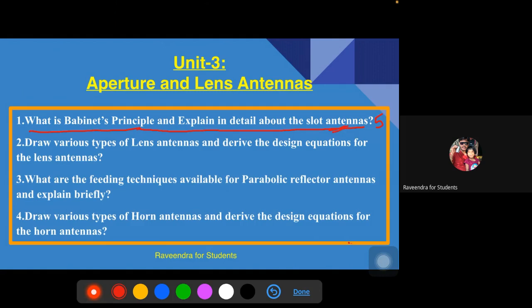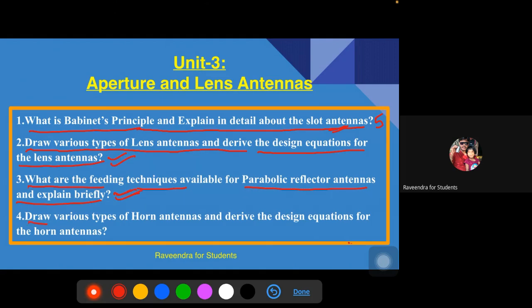And second one, draw various types of lens antennas and derive the design equations for the lens antennas. Yes, what are the various types? And for any type, we can derive the design equation. And third one, what are the feeding techniques available for parabolic reflector antennas, and explain briefly. So we'll have different feeding techniques. Out of those, which can be preferred and why it is preferred, you have to explain briefly.